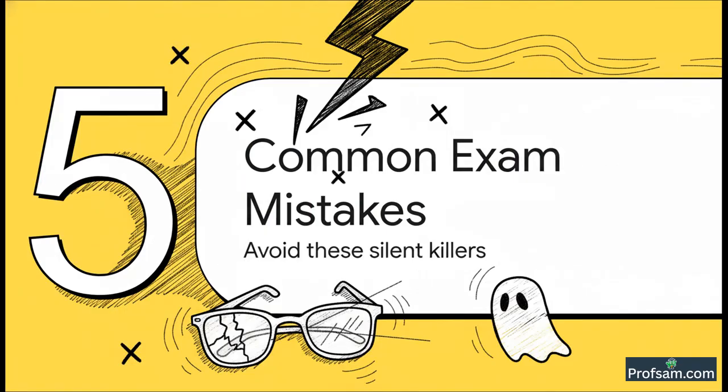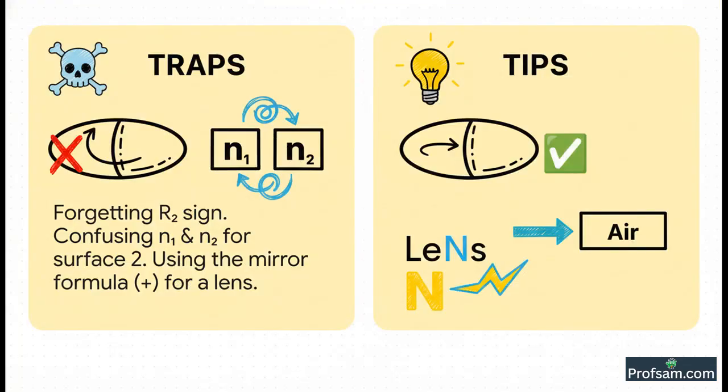All right, now for what I think is the most important part of this lesson. Let's talk about the common mistakes, the silly errors that students make in exams. I call them silent killers because they silently eat up your marks. Mistake number 1, forgetting the sign of R2. For a normal convex lens, R1 is positive, but students forget that for the second surface, the center is on the left side, so R2 is negative. Always draw a small diagram to check.